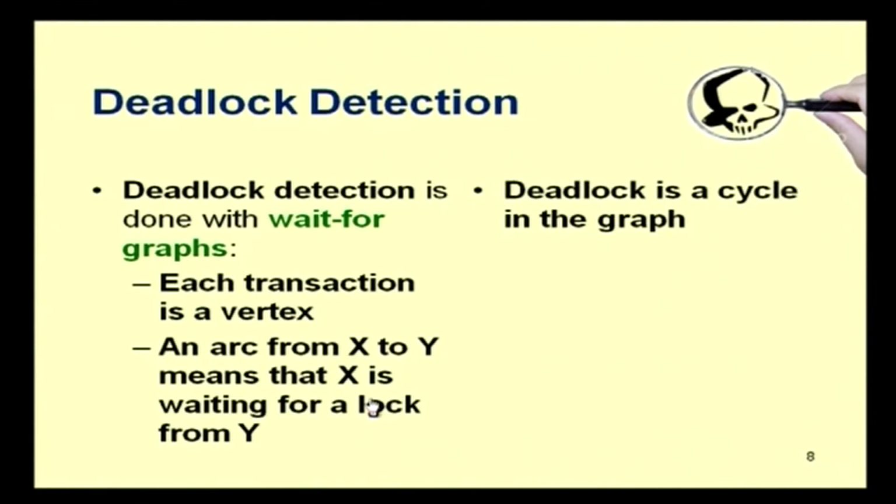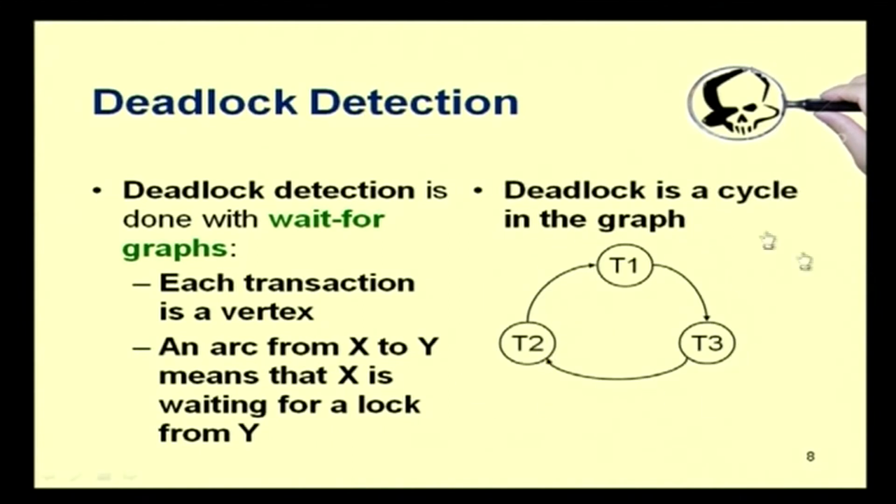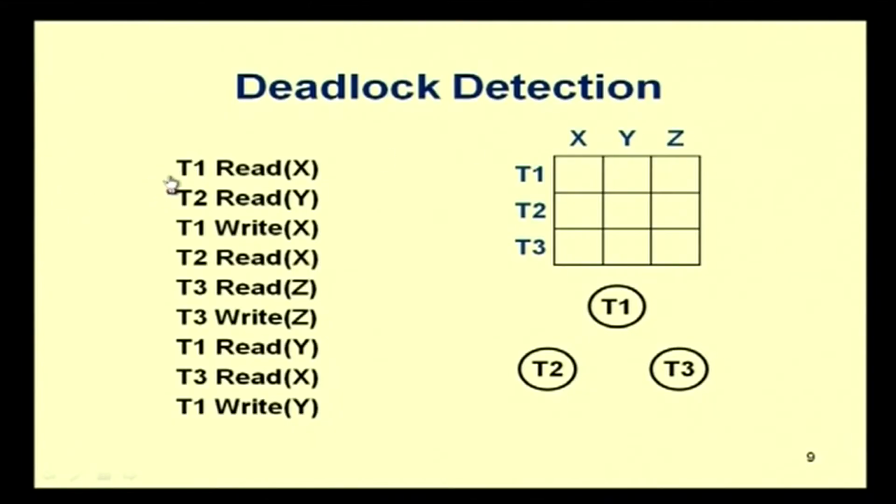So, for example, a deadlock is a cycle, and if there is a cycle in this wait-for graph, then it is called a deadlock. This is a deadlock because T1 is waiting for T3, T3 is waiting for T2 and T2 is waiting for T1. So, let us look at deadlock and how it is tackled. I have here 3 transactions, T1, T2, T3, and 3 data items X, Y and Z. Okay. So, now how do I fill this table?